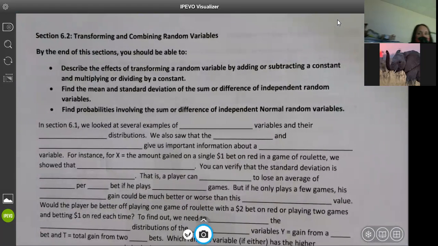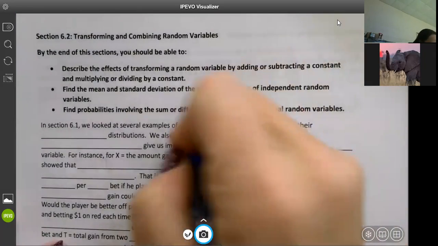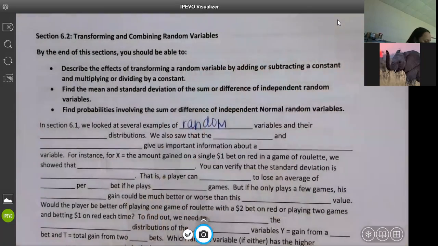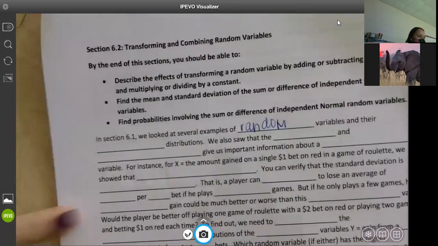So in section 6.1, we looked at several examples of random variables and their probability distributions.